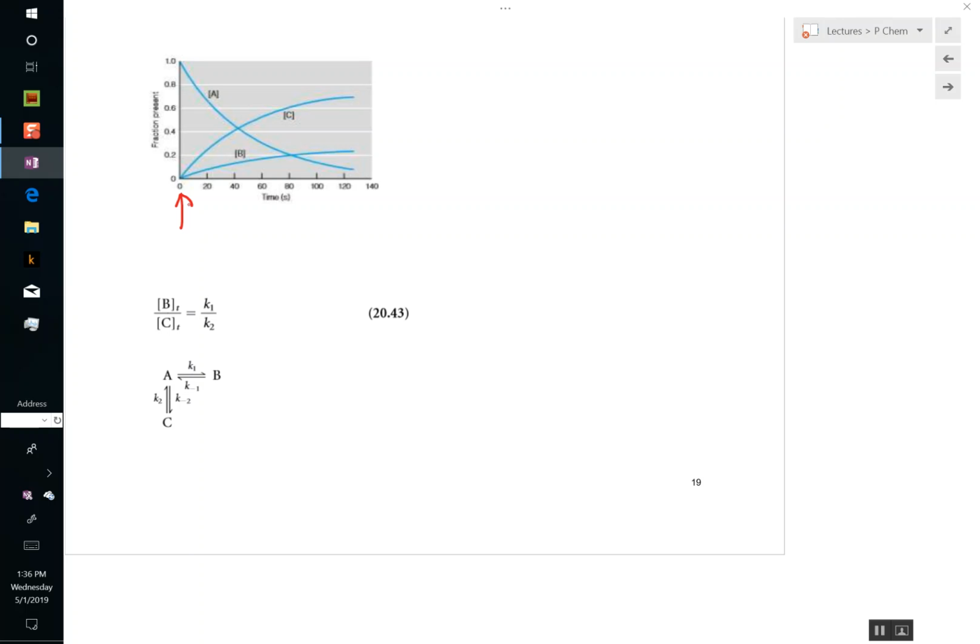Eventually you have all of these things going on. You can have A going to B and B reversing back into A, A going to C and C going back into A. So you'd have 4 different rate constants.